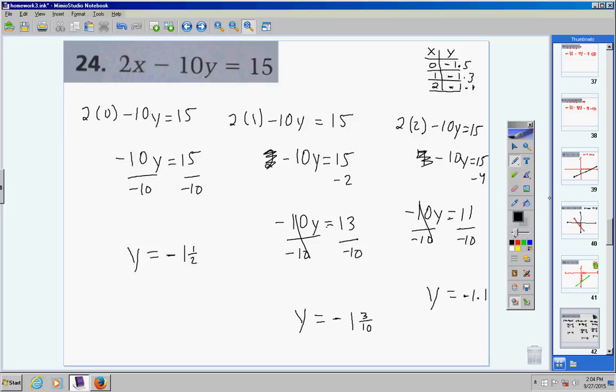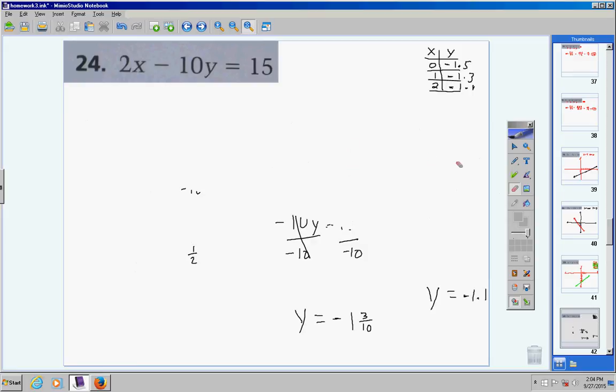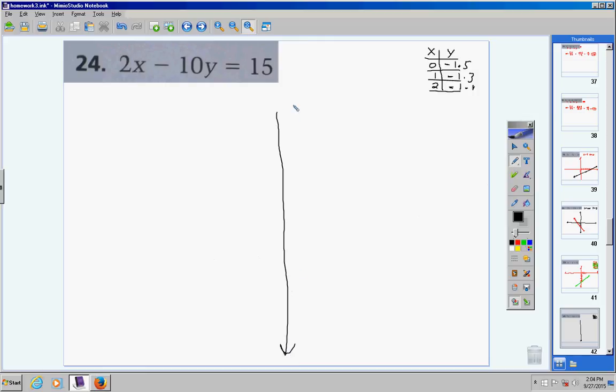Now when you try to graph these, these 3 points are going to be grouped together pretty closely, pretty tightly, but it's no big deal. That's fine. We still get a pretty good idea of what the graph looks like, okay? And here we go.